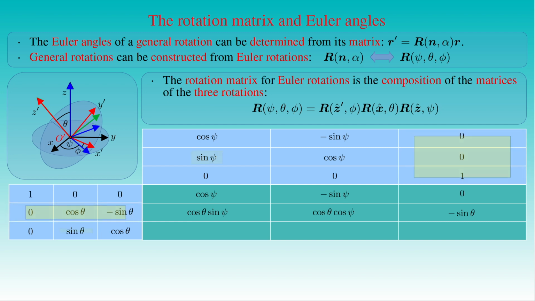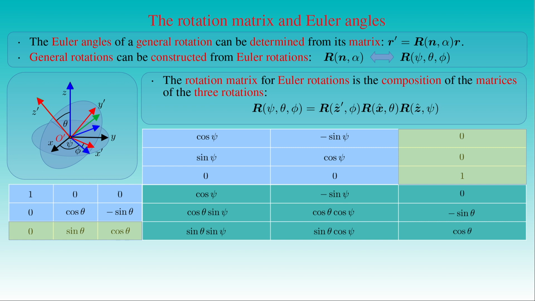The product of the last row of the second matrix and the first column of the third matrix gives the bottom left element of the resulting matrix, which is equal to sine theta times sine psi. The product of the last row of the second matrix and the second column of the third matrix is equal to sine theta times cosine psi for the bottom middle element of the resulting matrix. The product of the last row of the second matrix and the last column of the third matrix gives cosine theta, which is the bottom right element of the resulting matrix.